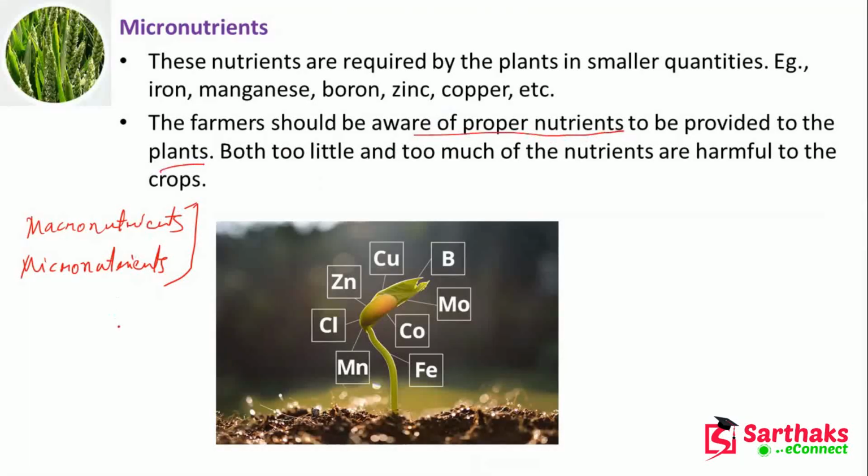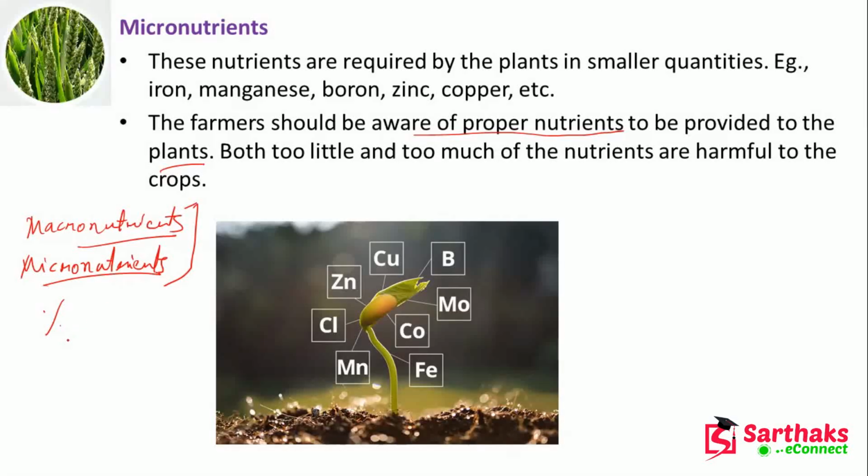If you are applying too little, then the plant will not grow. If you are applying very high amounts, at that time you can see that it is harmful for the crop. So the proper proportion, the proper percentage of this macronutrient and micronutrient, is very, very important. So we have to train the farmers: yes, this much of macronutrient should be there, this much of micronutrient should be there.